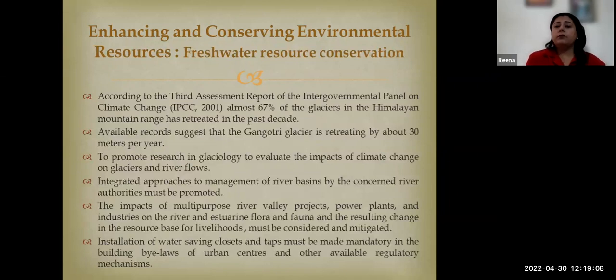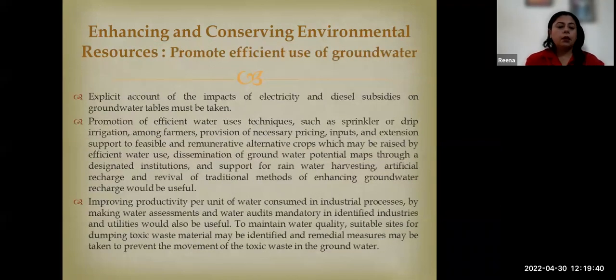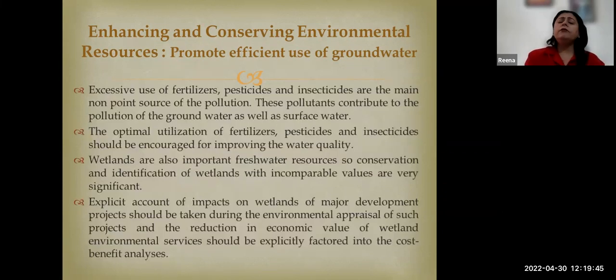Then freshwater resource conservation is there. How glaciers, river valley projects, power projects, and river flows have to be researched, and it has to be ensured that no impacts of climate change are being caused. So these are again a complete new arena of scientific development, and many research and development projects have already been implemented by the Department of Science and Technology in these areas. Then for efficient use of groundwater, we are emphasizing optimal utilization of fertilizers, pesticides, and insecticides, so that minimum leachate goes to the groundwater and minimum pollution is caused to the groundwater through the flow of groundwater downstream.